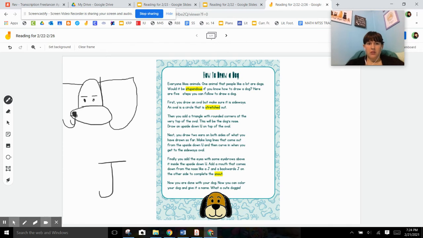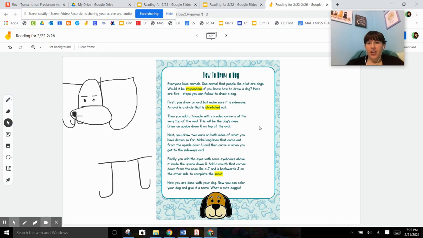Okay, and a backwards J to the other side to complete the snout. Ooh, remember that snout. So that's going to complete the long part of his. So backwards J. So the backwards J will go like that. Kind of looks like a T. So we'll draw another one. Okay. Kind of looks like he's got a mustache. Now you are done with your dog. Oh, so that was the last step. I mean, he's okay, but we're definitely missing something.